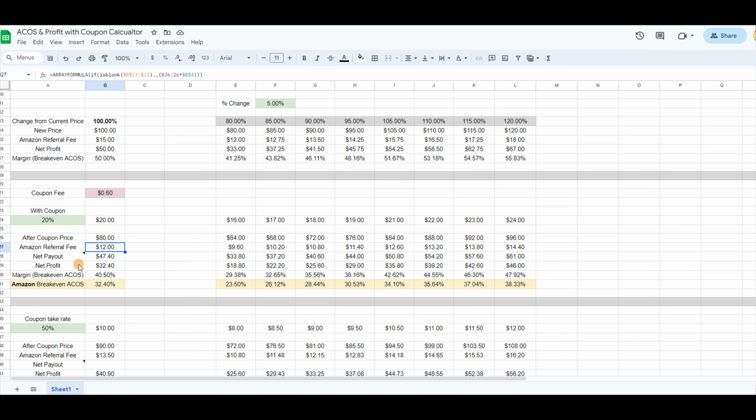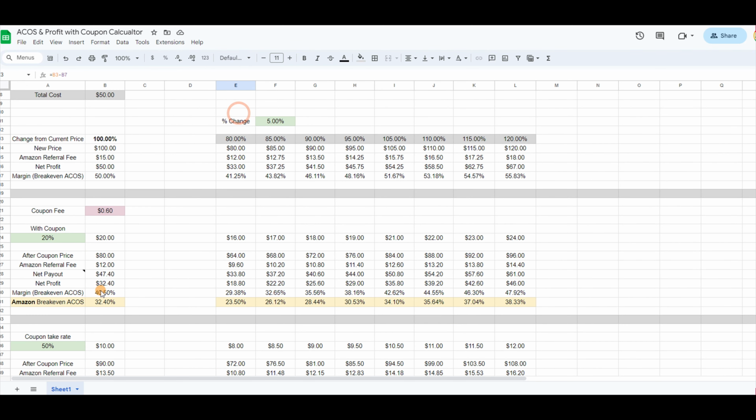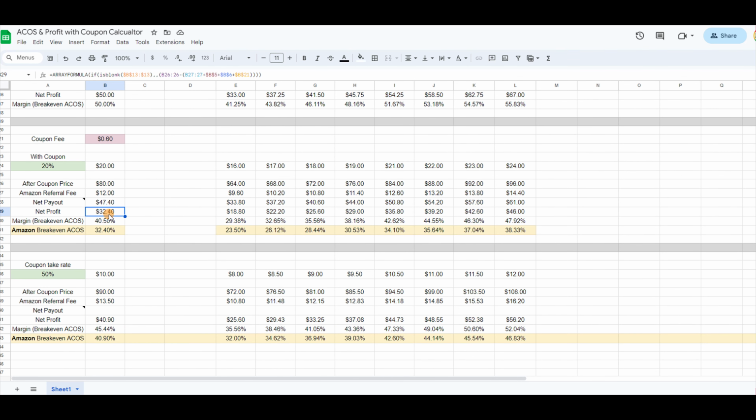So that's good. Now your net payout will be $47.40, because here your net payout was $65. Here your net payout is $47.40 because you offered a $20 off coupon. So that would be minus $20 from the $65, but your referral fee went down, so that accounts for the extra money you're going to get here. And minus, don't forget, the 60 cents coupon fee. So your net payout is $47. Your net profit is $32.40. You can see here your net profit was $50. Your net profit went down by a little over $17.